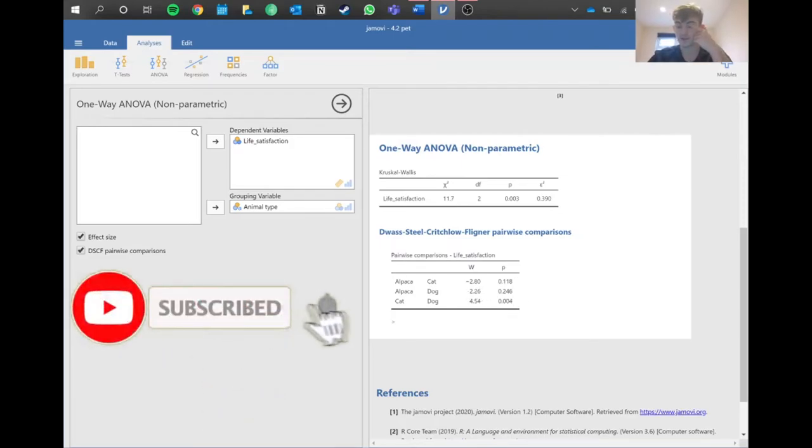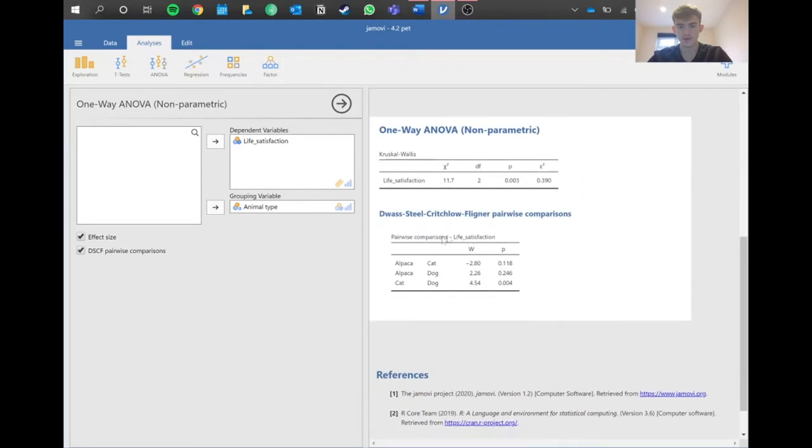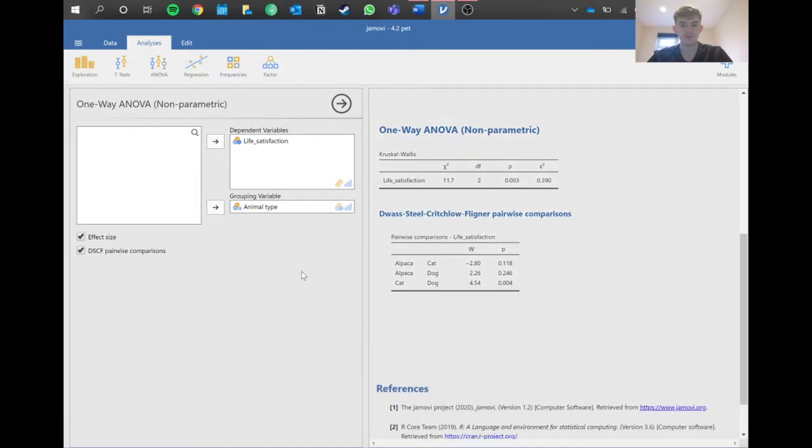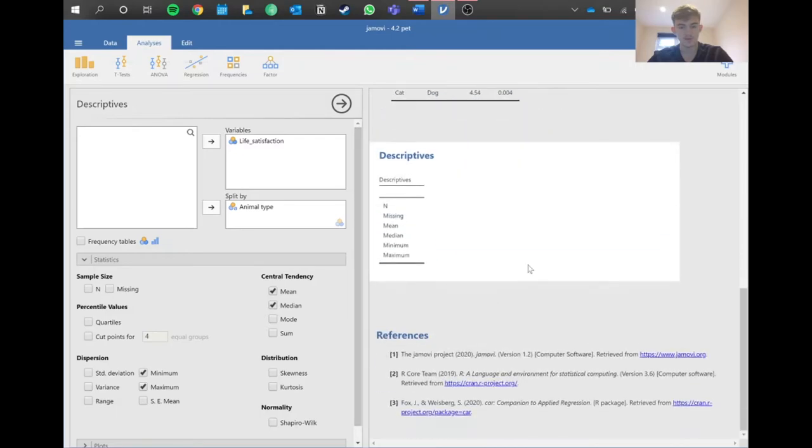However, there seems to be a difference between life satisfaction with owning a cat compared to a dog, I believe in this case. But right now we're not really sure if owning a cat gives you more satisfaction than owning a dog or the other way around. So if we go into descriptives quickly and we put that there, and I don't need that. Yeah, we just stick with that, see what happens.